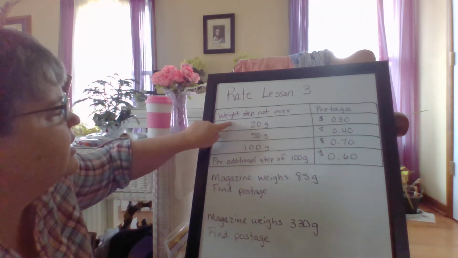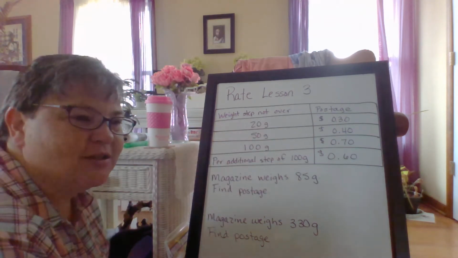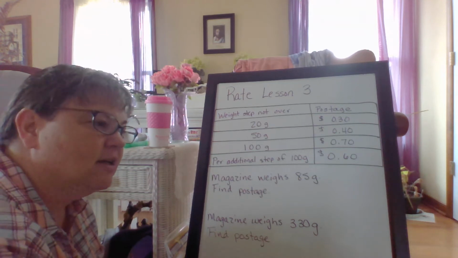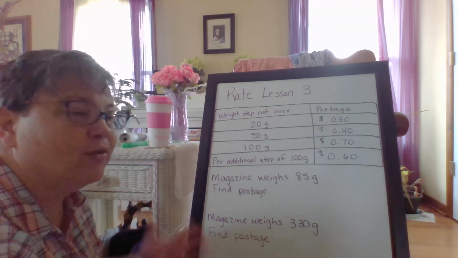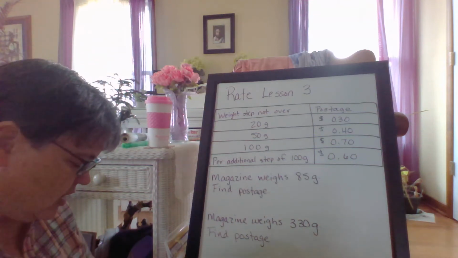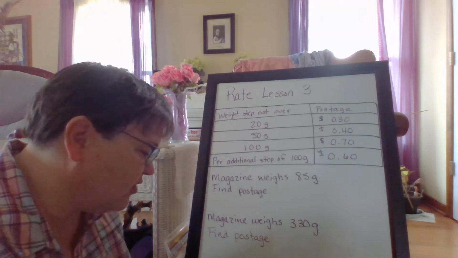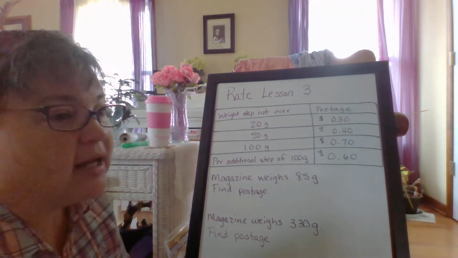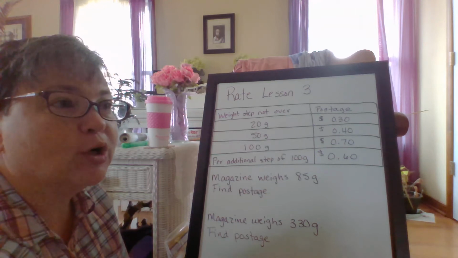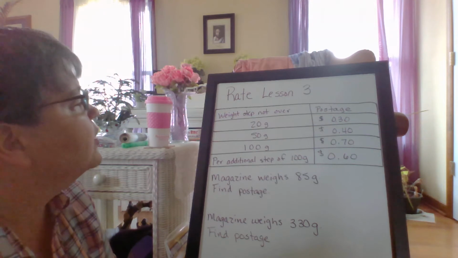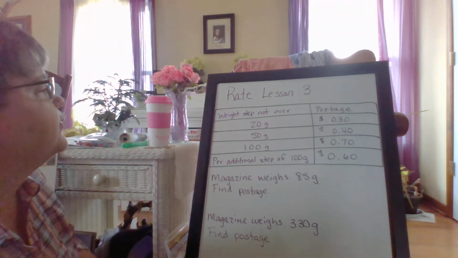Now, they weigh that in ounces or grams, but in the United States, it's ounces, but the rest of the world uses grams. They use the metric system. And the United States might have gone over to grams by now. I don't know, but that's why in U.S. schools, you learn both the metric system and the standard system. Okay, so let's look at this.